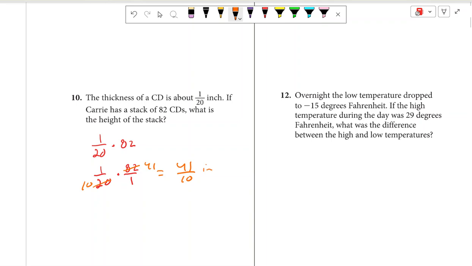Now, we can go ahead and change this, or you can enter this as an improper fraction into the Google form. To change this, you already know how to do it. You just set it up, and 10 goes into 41 4 times, and that's 1 left over. So it is 4 and 1/10.